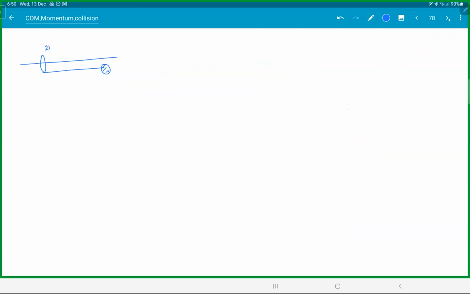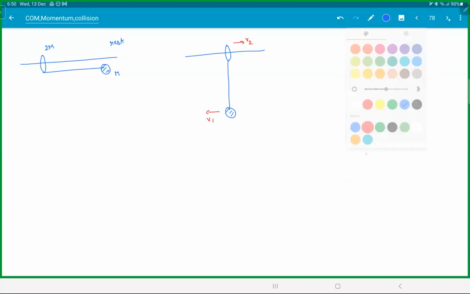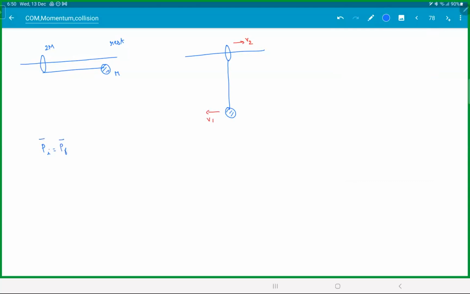This is 2M. This is M. Initially the whole system is at rest. This guy becomes like this. This becomes like this. This guy goes with V2 and this guy goes with V1. Horizontally, there are no forces, so horizontal momentum is conserved. P initial is equal to P final.